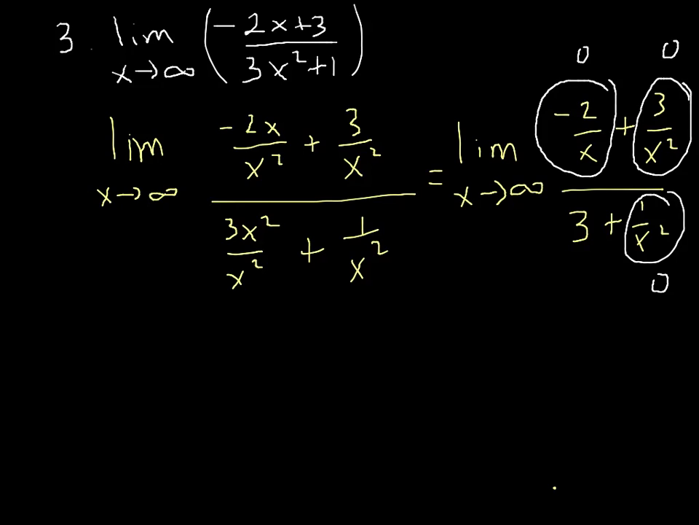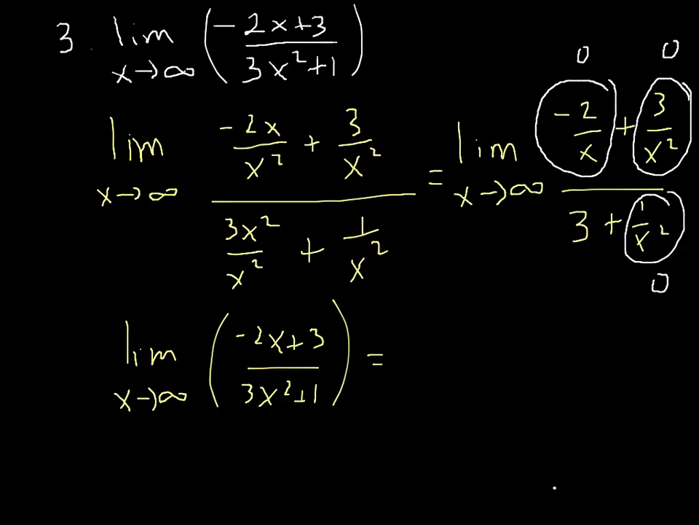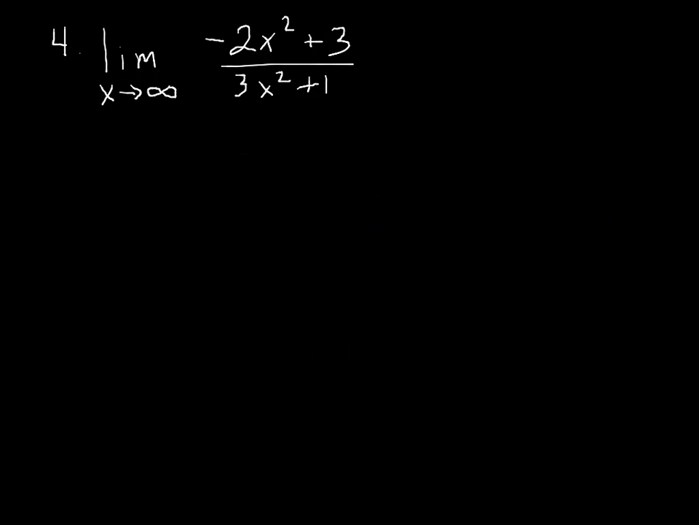So what we ultimately end up with here is the limit as x goes to infinity of (-2x + 3) divided by (3x² + 1) is actually going to 0, because I would have 0 divided by 3, which is going to be 0. Okay? And we could verify that with the graphing calculator by graphing the function and seeing that the graph would actually be approaching the x-axis as we head to positive infinity.